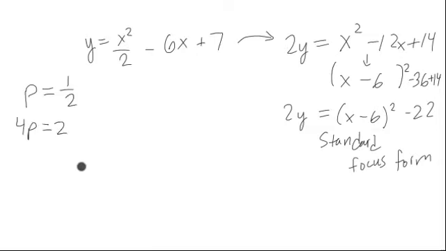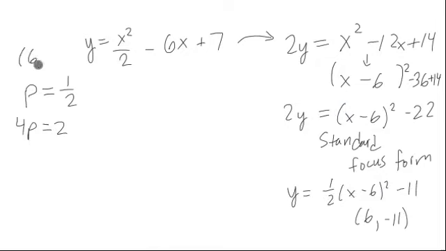Okay, now what is the center? Now, to get the center, we really need it to be in the other standard form, where the coefficient of the y is 1. So we divide everything by 2, and we get 1/2 x minus 6 quantity squared minus 11, divided everything by 2. That means the center is at 6, negative 11. So we get our p value, and we get our center value, our center coordinates, that is.